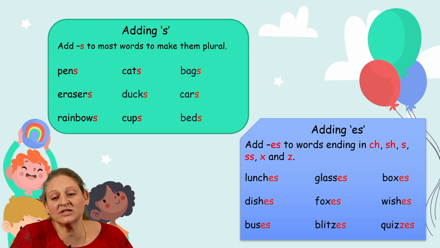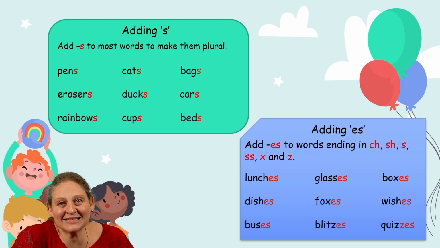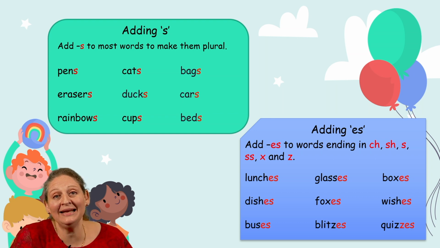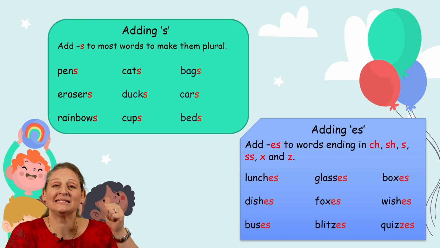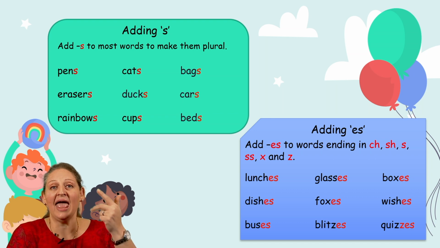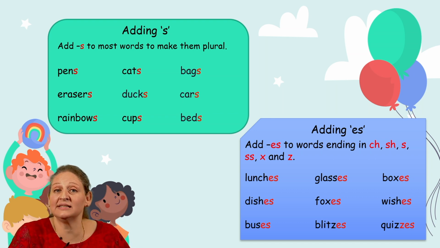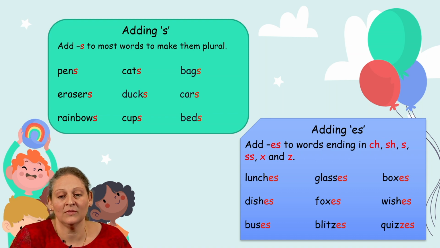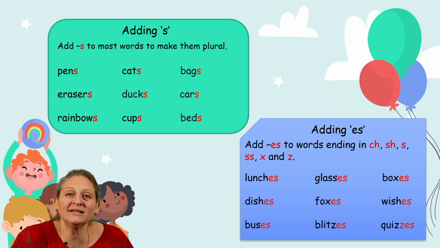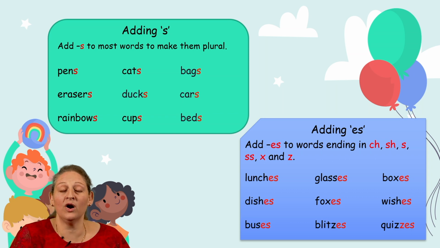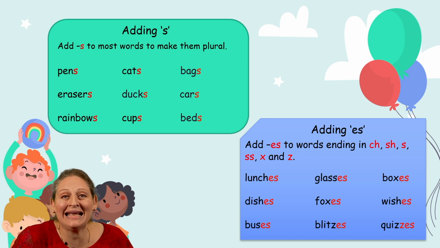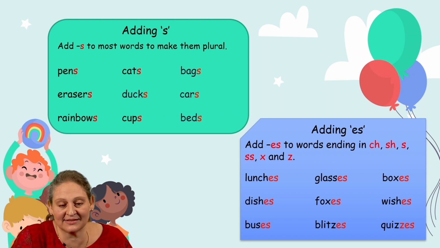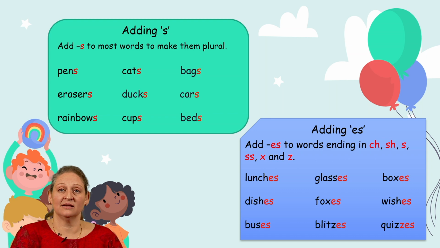Okay, what's the next word? Box. What is the last letter of box? You're right, it's X. When we have X, we have to add ES, boxes. What letters do we add ES to, when a word ends with CH, SH, S, double S, X or Z? Okay, next word, dish. What are the last two letters of dish? Yes, you're right, it's SH. When a word ends with SH, we have to add ES to make it plural. Dishes.